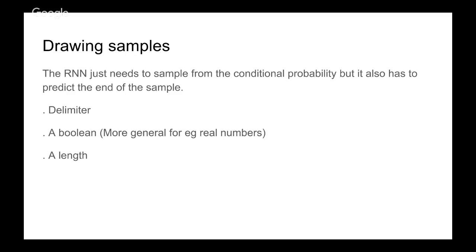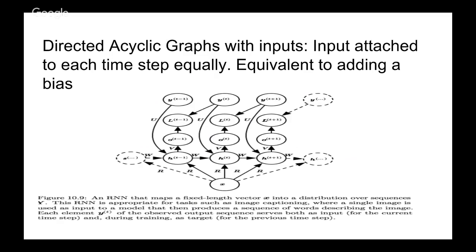The other way is to have a Boolean. At the end of the network, you also model a Bernoulli Boolean variable. That is more general, because it could apply to things other than sentences. Also, at test time, with your inputs, you can model a length, so the model will not only output the sequence, it will also output the length of the sequence. That's the main way to draw samples from the RNN.